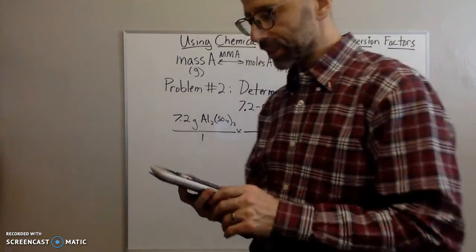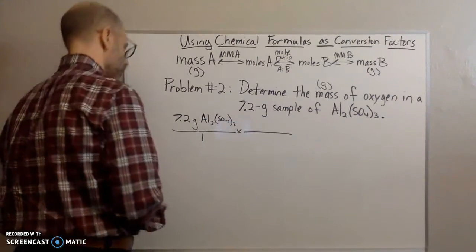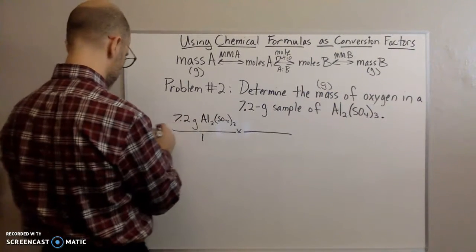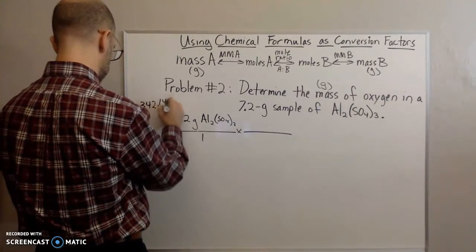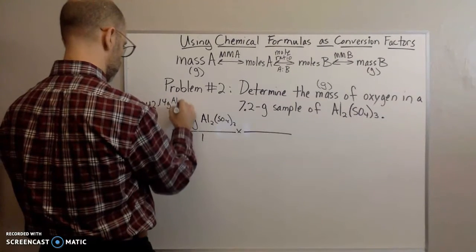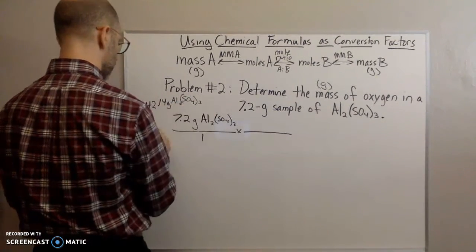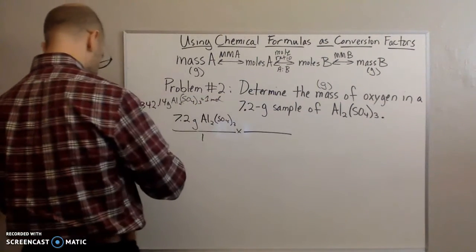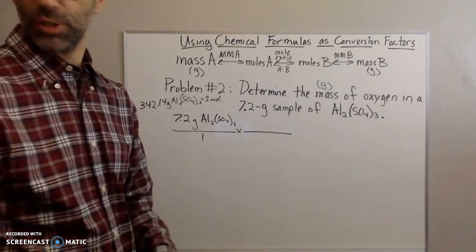Okay, I am back with the calculation. So here we have the molar mass of aluminum sulfate is going to be 342.14 grams of this substance, aluminum sulfate, and that's equal to 1 mole of that substance. So we are going to use that as our conversion factor.